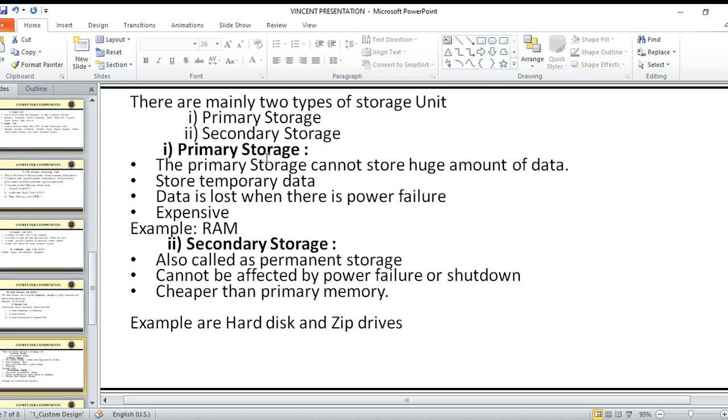is mainly meant to store small form of data. And then it also stores temporary data. And what is funny with this memory is that data can be lost when there is shortage of power, or rather when power goes off. Something else you have to know about primary storage is it is very expensive as compared to secondary storage. So let's see secondary storage.